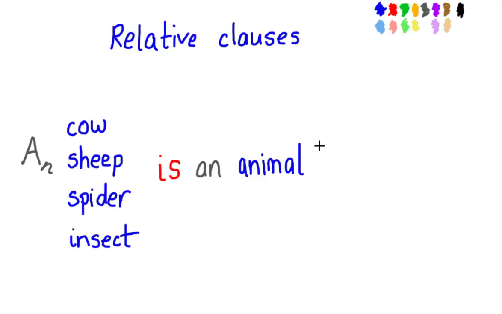So we're going to use this word that. And that's called a relative pronoun. It's referring back to cow, sheep, spider, and insect. So a cow is an animal that gives, what does it give? It gives milk.